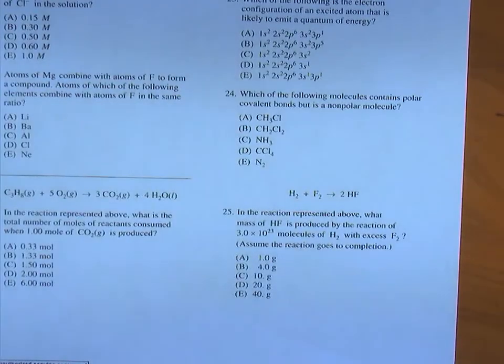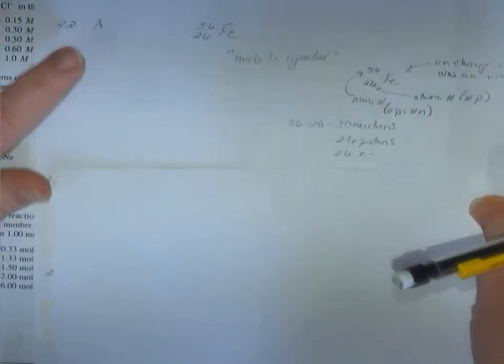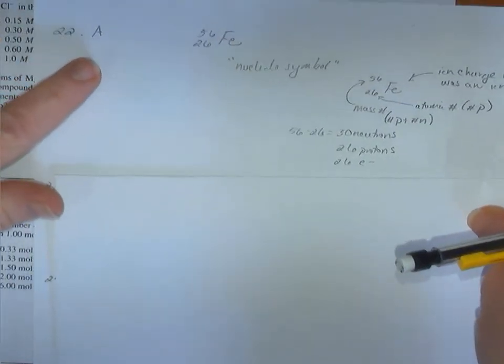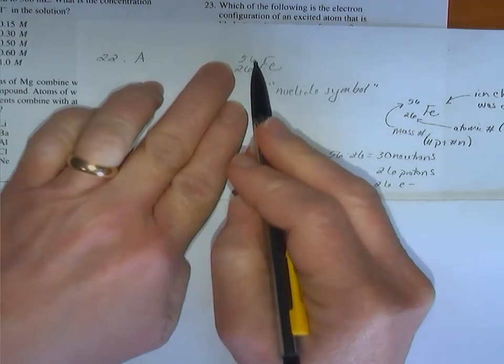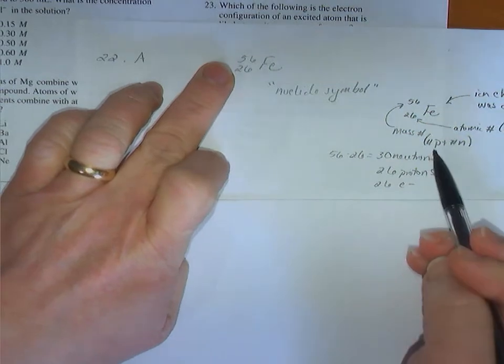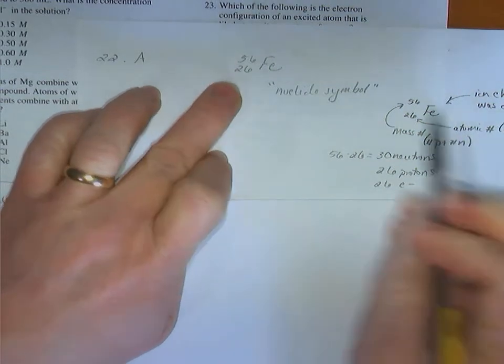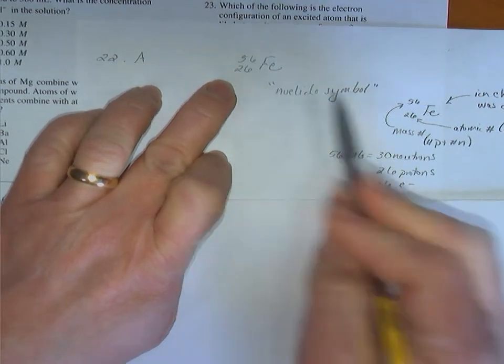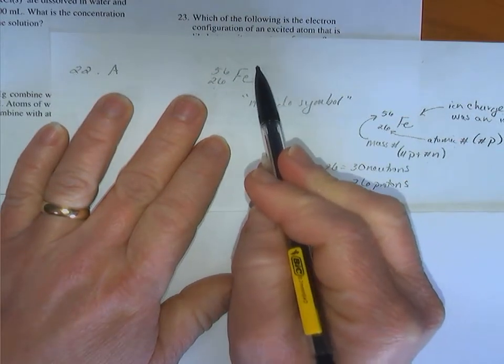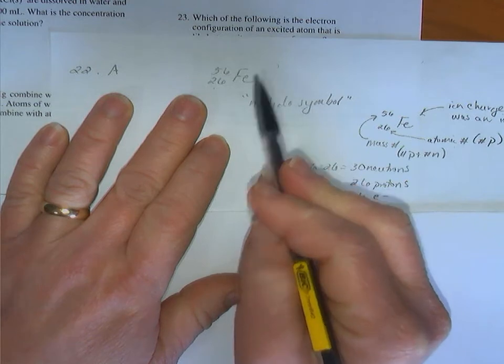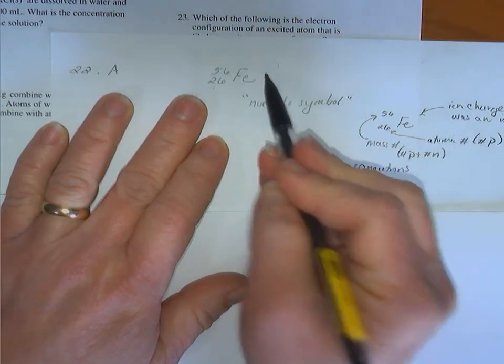Number 22, it's asking us to remember what a nuclide symbol is. And a nuclide symbol shows us to the top left the mass number, which remember is the number of protons and neutrons, and then the atomic number is the bottom left. And if this had a charge, if it was an ion, it would show it as an exponent to the right. There's nothing, so we assume it's neutral.